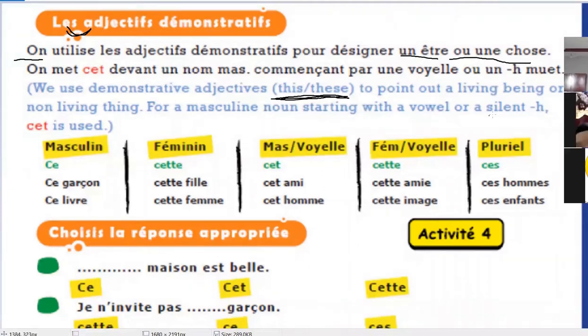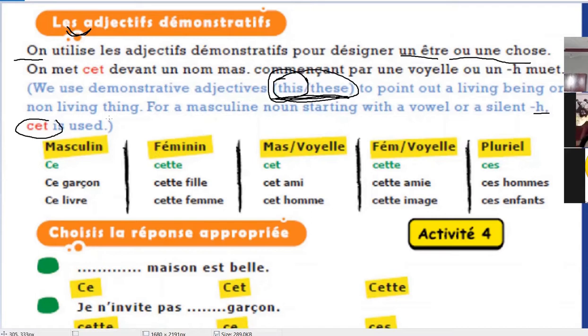And there is one rule: if a masculine noun is starting with H, at that time we use cet. So basically our focus should be here. In English it is this and these. So let's see how we say this in French. In English we have only one "this", but in French we have four kinds of "this". Okay, actually it is three.